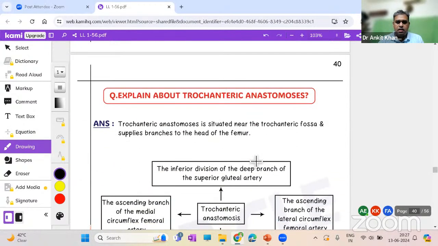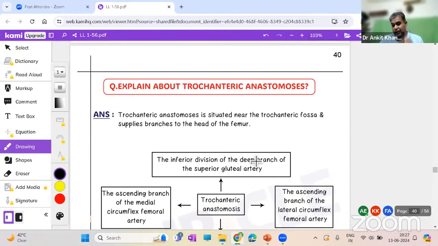Okay, as we go ahead now, we come to the anastomosis. We discussed the structures deep to gluteus maximus. We said two things, muscles and joints. For muscles, we said we have nerves and vessels. In vessels, we discussed that we have some trochanteric as well as cruciate anastomosis, which might be found deep to the maximus.